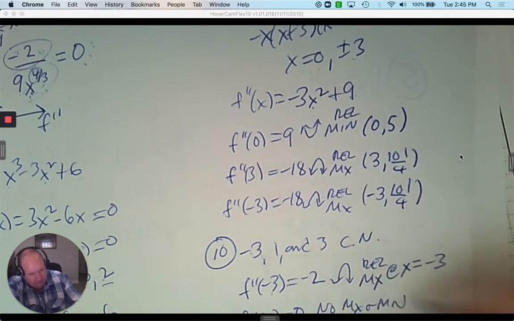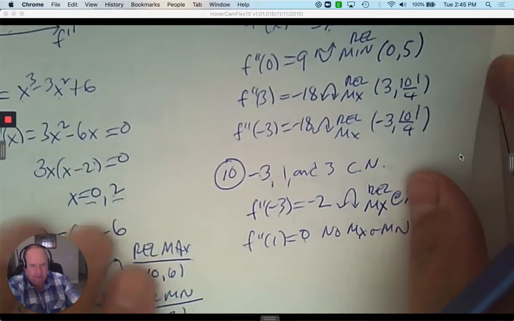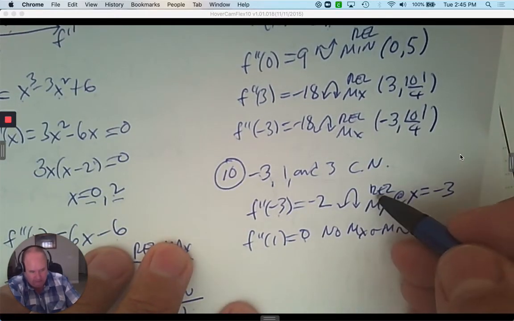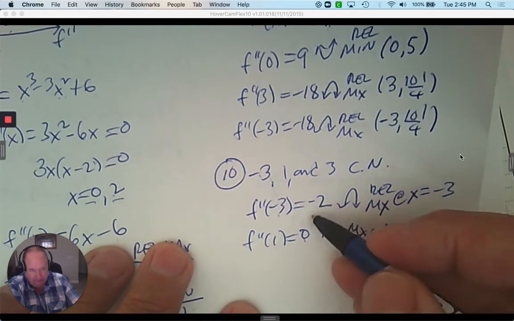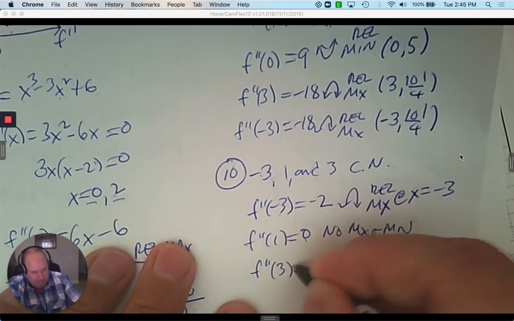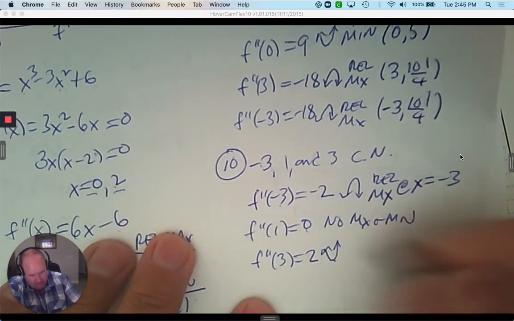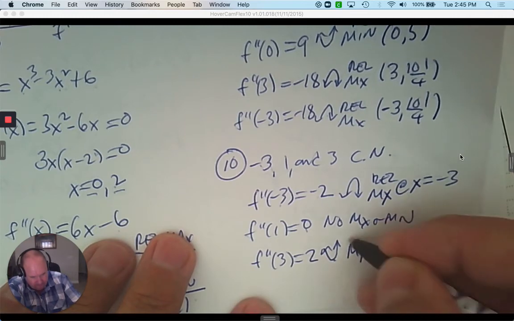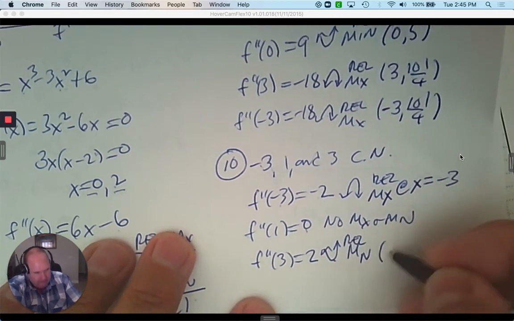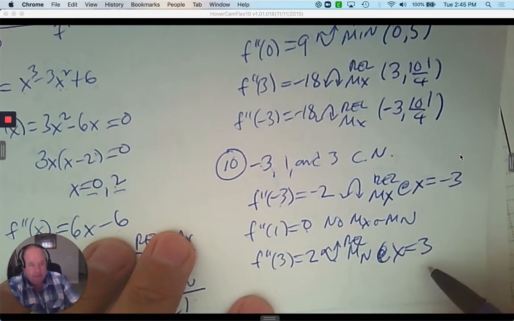That means because there's no concavity there, it could be a point of inflection, but it can't be a max or min, so it has to be a positive answer or a negative answer. And then the last one at 3, it's positive 2. Positive 2 means concave up, which means a minimum. So we have a relative minimum at x equals 3. Now we're not given enough information to find the y-coordinate that goes with it.